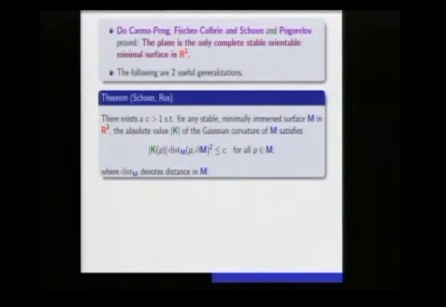Let me just explain why, if you know that the only... I'm not going to do this proof, you can find it in lots of places, and there are some elementary proofs. DoCarmo, Peng, and Fischer-Colbrie, and Pogorelov proved that the plane is the only complete, embedded, stable, orientable minimal surface in R3. Suppose you knew that, why do you get curvature estimates for stable minimal surfaces? How do I do that?